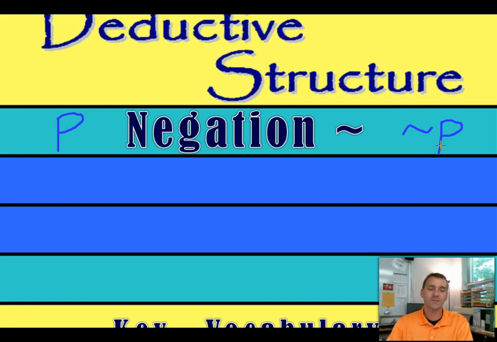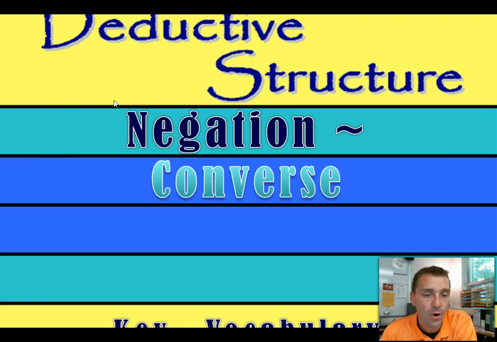Okay, so what comes next? Well, what comes next is this. You got negation. The next thing that you'd have is something called converse.